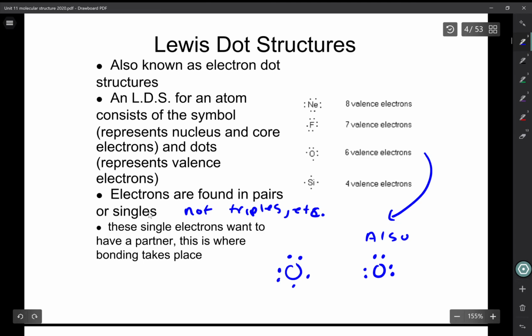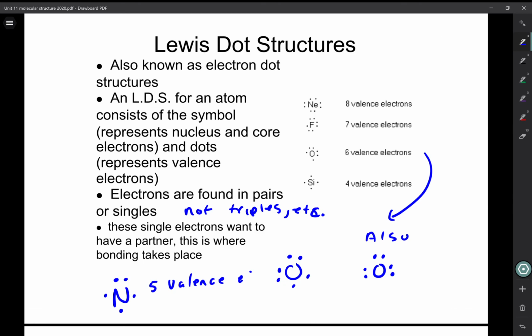If you look at something like nitrogen, with 5 valence electrons, then you would do 1, 2, 3, 4, and 5. So that's how nitrogen looks. We do that with all the elements with Lewis dot structures, if writing them just as an element. Okay. So in the next video, we'll show you how to do ionic compounds with Lewis dot structures.